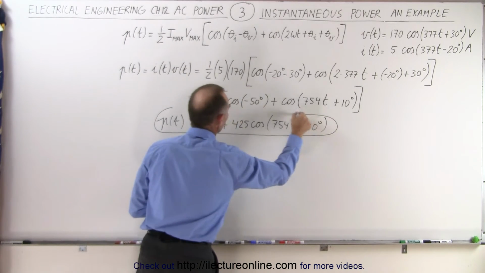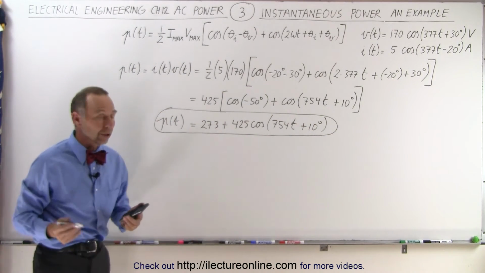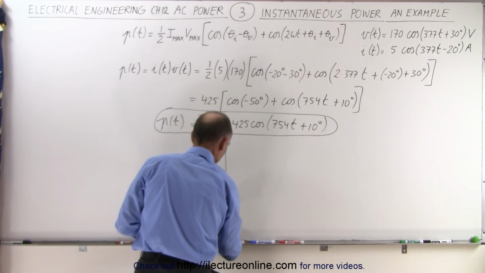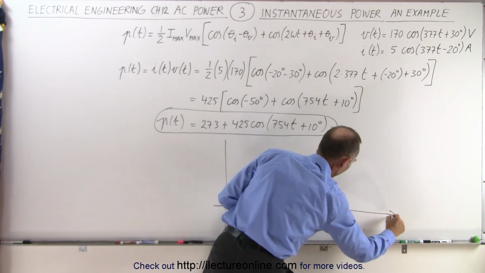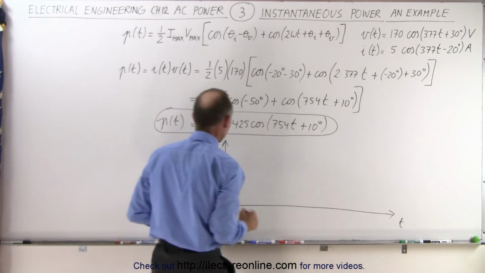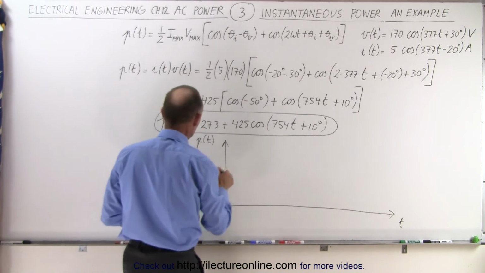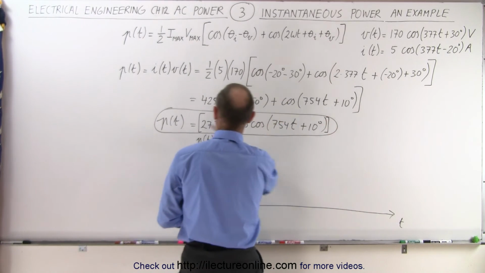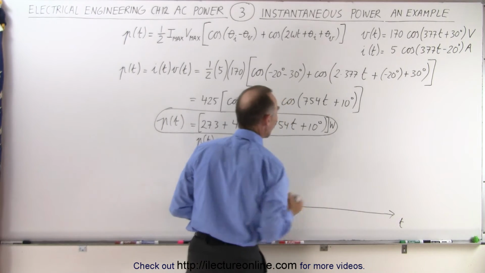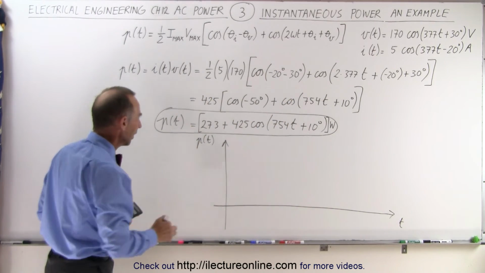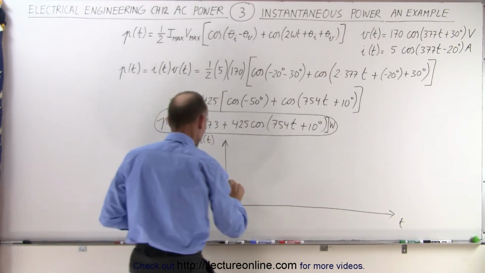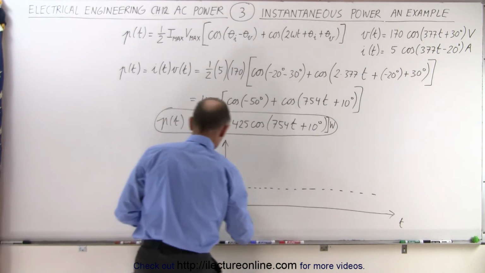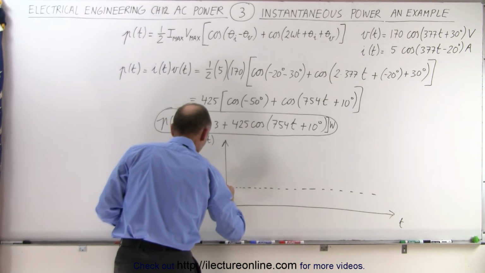So there's the result. Let's graph this function and see what it looks like. Here's the power versus time graph. Notice that the offset is 273. We probably want to put brackets around this, and power is of course in units of watts, so the result is in watts. The offset will be 273 watts, so we'll put a little dashed line here. This dashed line is 273 watts.